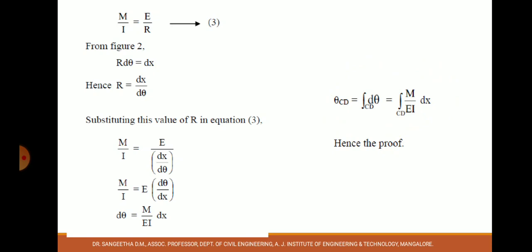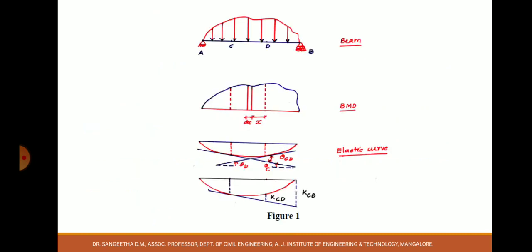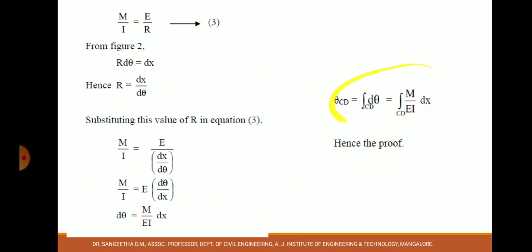This is the proof for theorem 1. It states that the rotation theta CD between the 2 points is equal to the area of the M by EI diagram between the region C and D. That's theorem 1; you can state the definition. The change in slope is nothing but rotation, dy by dx. So the change in slope between any 2 points on the elastic curve for a member subjected to bending is equal to the area of the M by EI diagram between those 2 points. Got it?